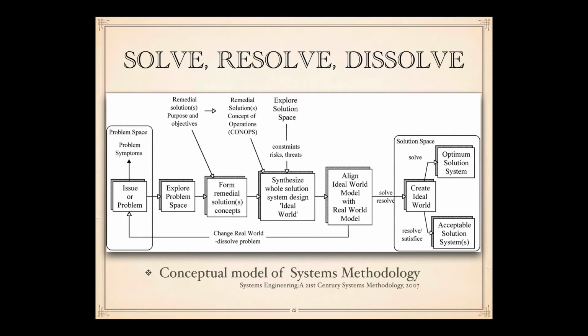One of the other ways of solving the overall issue is to change the real world. And we call that dissolving the problem. In other words, you change the context and environment such that the issue or problem no longer occurs. This is a method that politicians are very fond of, and it's very economical. However, just taking the three there, we start with an issue or a problem and we end up creating either an optimum solution, which is called solving, or an acceptable solution, which is called resolving, or we change the context or environment such that the problem no longer occurs, and that's called dissolving. Three possible ways of going about dealing with the problem.